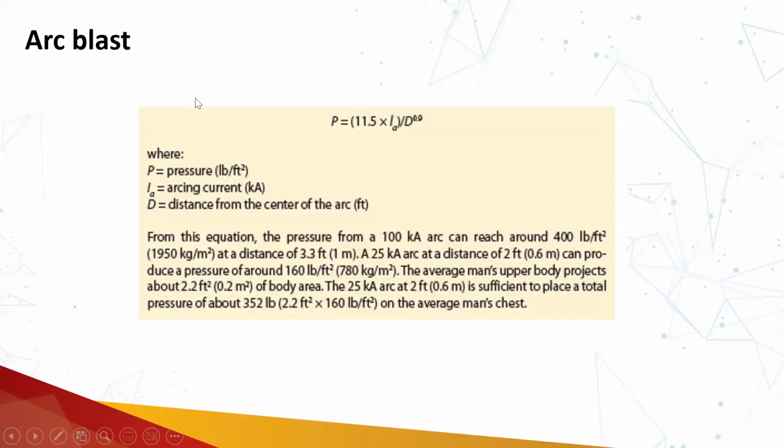This formula is not given in the standard. I have taken this formula from the 70E handbook. In the handbook, they have mentioned the formula for calculation of the pressure wave component, calculated in pounds per feet square. The formula is 11.5 times IA divided by D raised to the power 0.9. What is IA? IA is the arcing current, and arcing current depends on the fault current. What is D? D is the distance from the center of the arc.